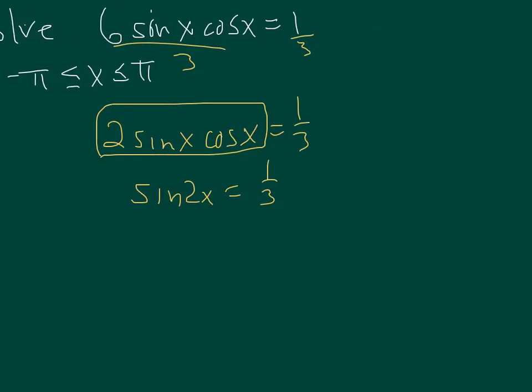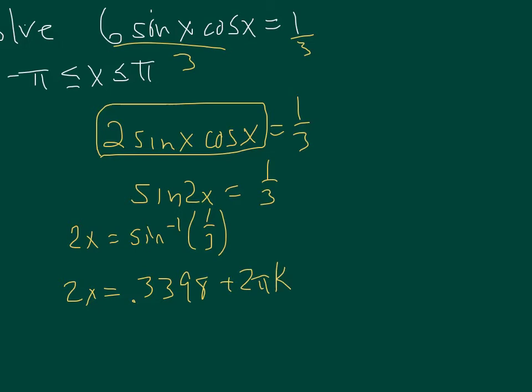Now that we have just one trig function, this is something that we can solve. We're going to use inverse trig. So 2x equals the inverse sine of 1/3. This is something that we have to approximate, 2x is going to be approximately 0.3398 plus 2 pi k.